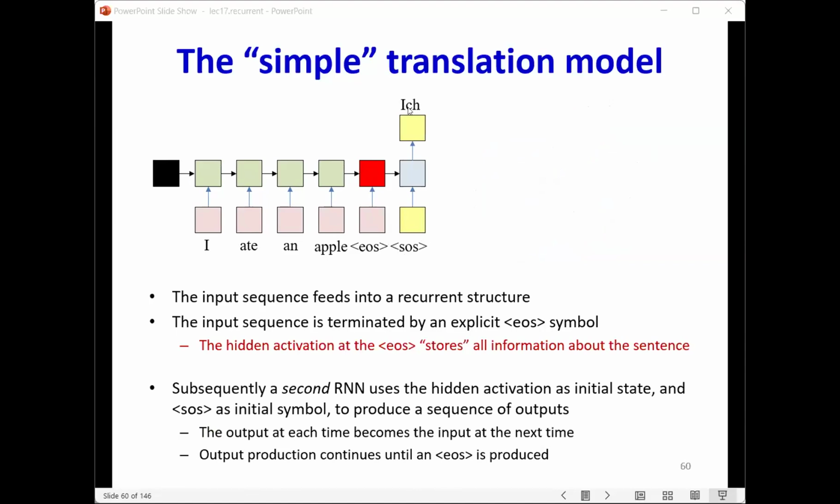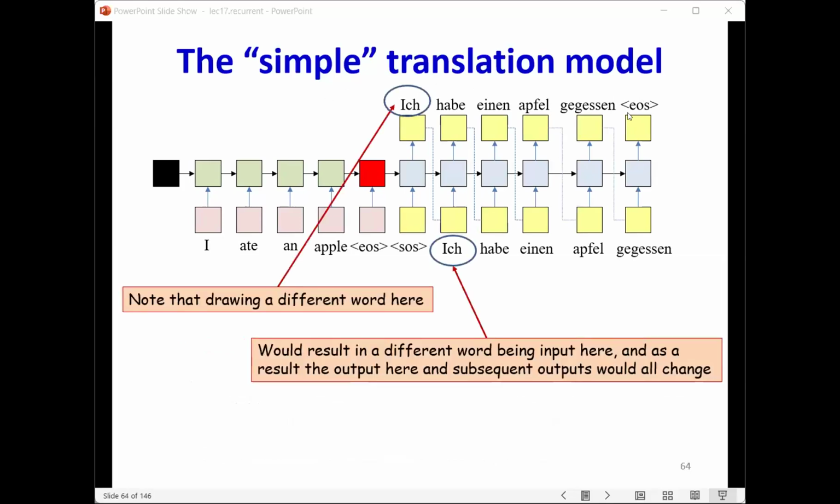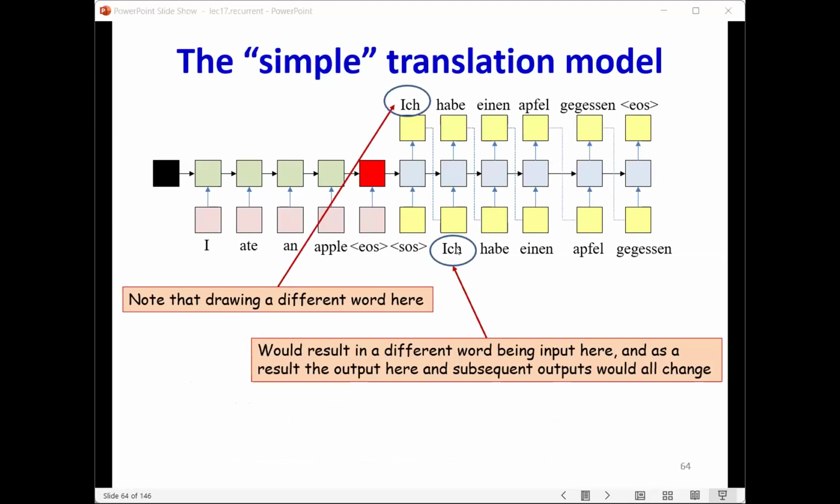And then you generate a word which would go back in, and you keep doing this until you eventually generate an end of sequence marker. And then you know the output is complete. So observe that because things are going back in as input, drawing a different word over here would mean that the subsequent output is all going to change.